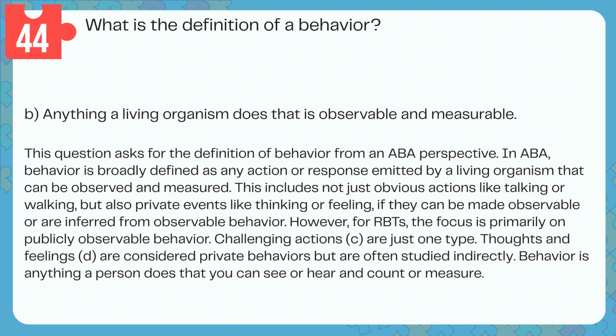Answer: B. Anything a living organism does that is observable and measurable. This question asks for the definition of behavior from an ABA perspective. In ABA, behavior is broadly defined as any action or response emitted by a living organism that can be observed and measured. This includes not just obvious actions like talking or walking, but also private events like thinking or feeling, if they can be made observable or are inferred from observable behavior. However, for RBTs, the focus is primarily on publicly observable behavior.